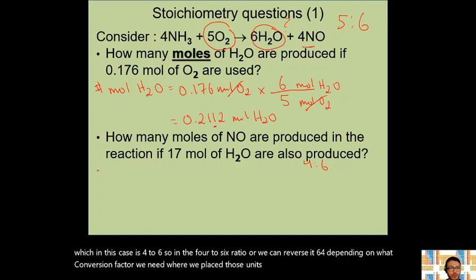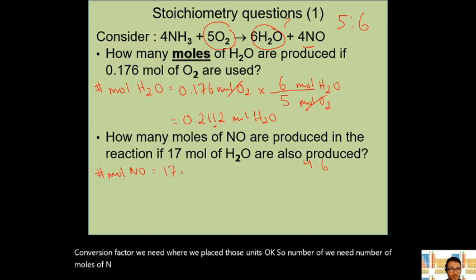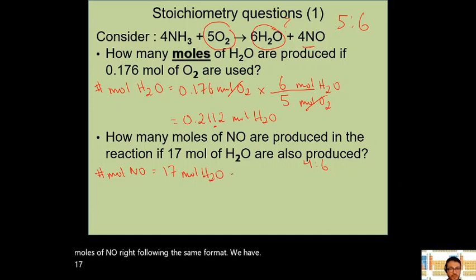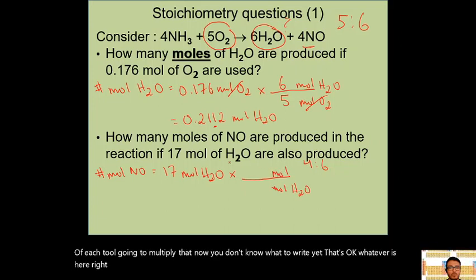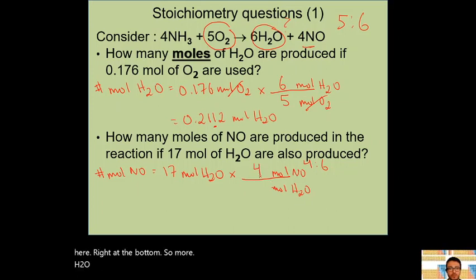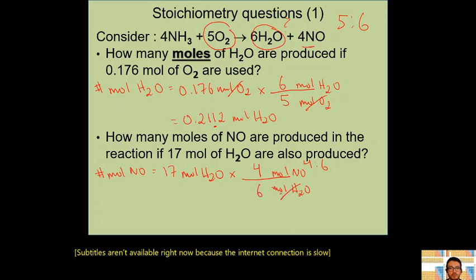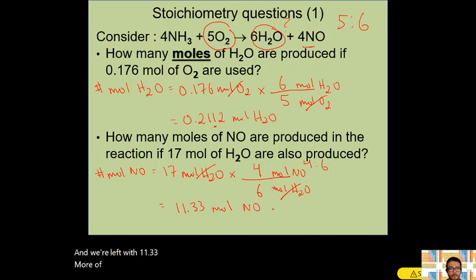So we need number of moles of NO, following the same format. We have 17 moles of H2O. You can multiply that. Now you don't know what to write yet, that's okay. Whatever's here, we write at the bottom. So mole H2O at the bottom, and at the top the mole of what you want to keep, that's mole of NO. Now, what coefficients are associated with each of these? For NO, it is 4, so you write 4. For H2O, it is 6, so you write 6. Notice units cancel out, and we're left with 11.33 mole of NO. Okay, done. Rounded to the correct sig figs, it's just 2 digits because of the 17 here, and your answer would really just be 11.